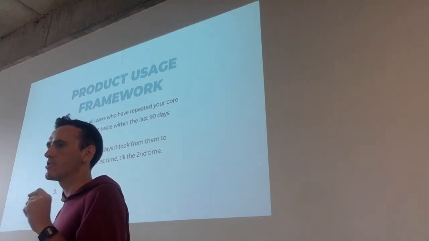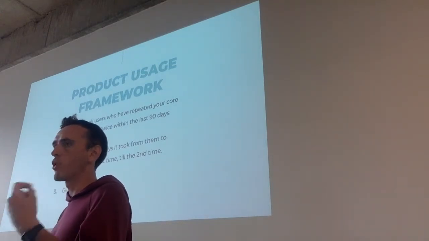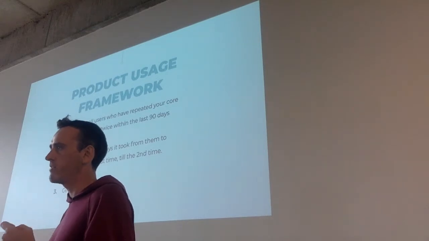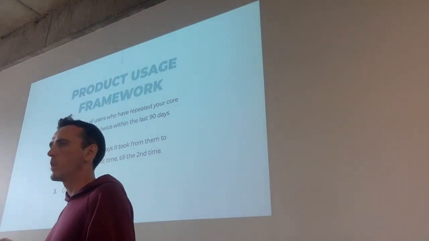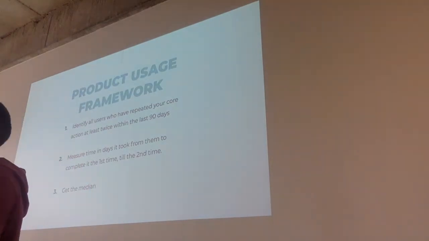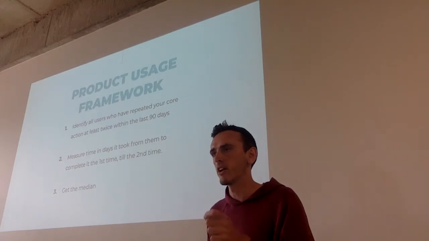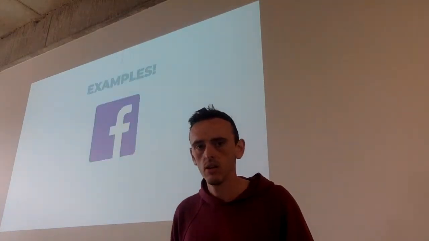Because you probably have power users, and these power users perform these actions a lot more repetitively than your average user. So if you calculate the average, your product usage interval is going to be skewed and not really correct. And that's why we get the median instead of the average. So please understand that as you're doing the calculation as well.